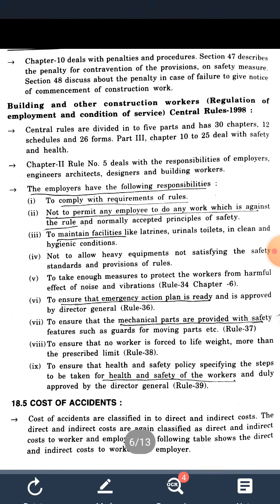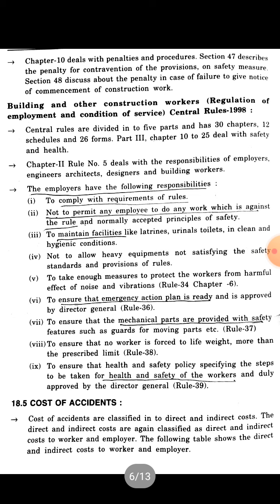Cost of accident is classified into direct and indirect cost.